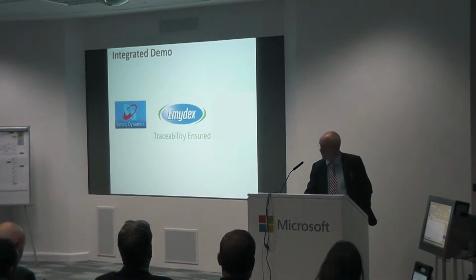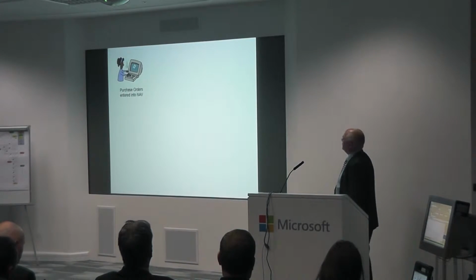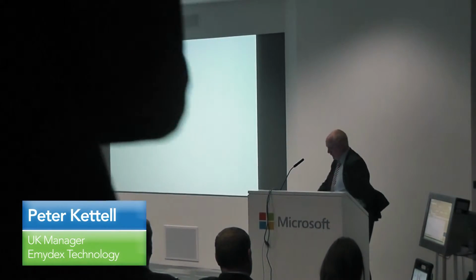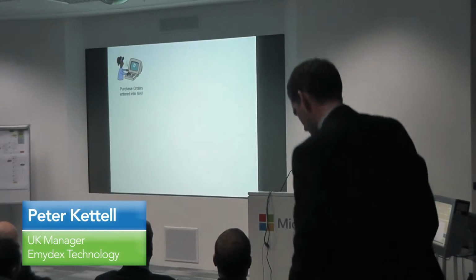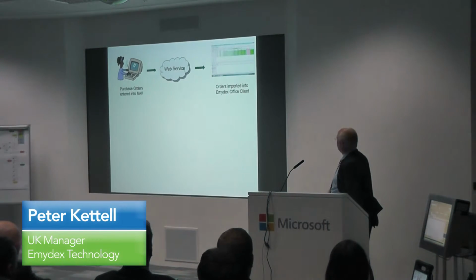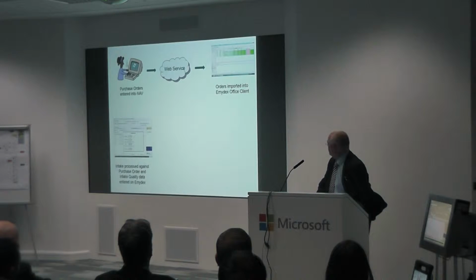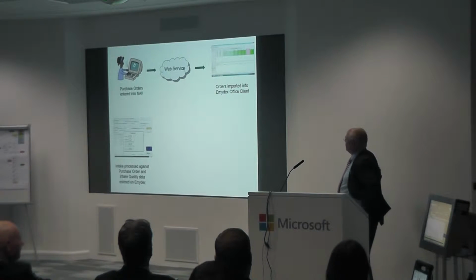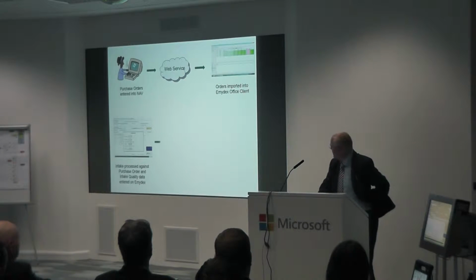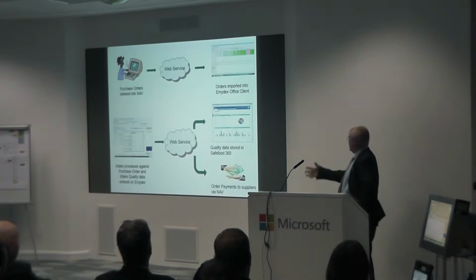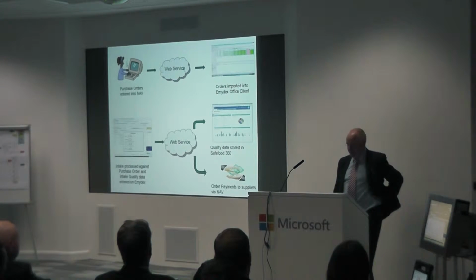So very briefly, we're going to show purchase orders being entered into NAV. They're going to feed through web services into the Emydex Office client. From within Emydex, we're then going to process them on the shop floor, capture some quality information, send that back off to Safer 360, and also the information will be sent back into NAV so they can pay for the purchases.